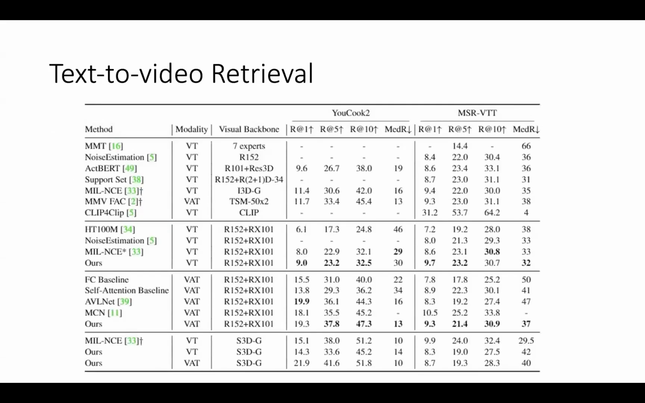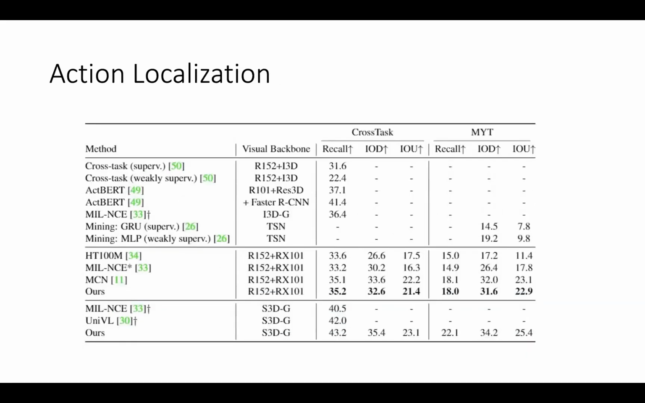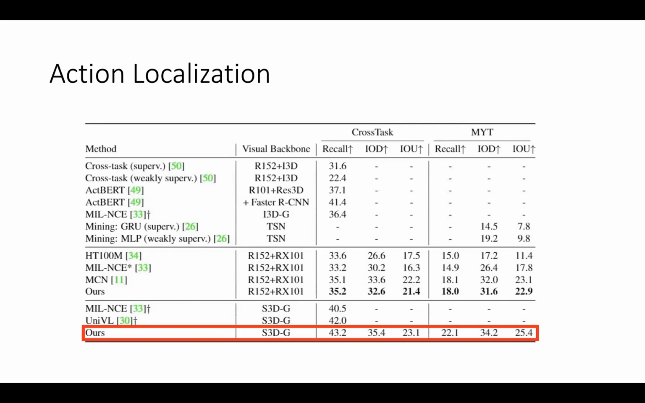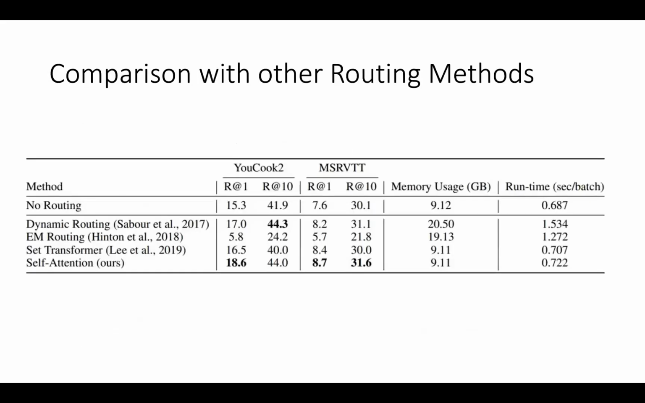For video-to-text or text-to-video retrieval, we can see that our method achieves state-of-the-art results, especially when using a strong visual backbone to obtain those initial visual features. For action localization, again, our method outperforms previous methods on both datasets. One thing we also look at is we try to compare our routing method, our self-attention routing, with previous routing methods.